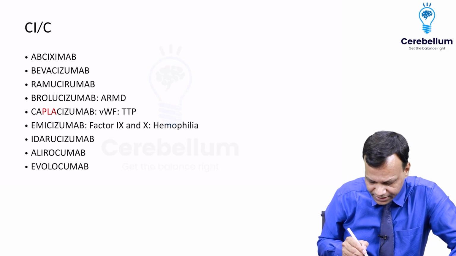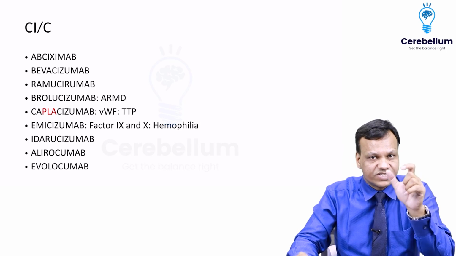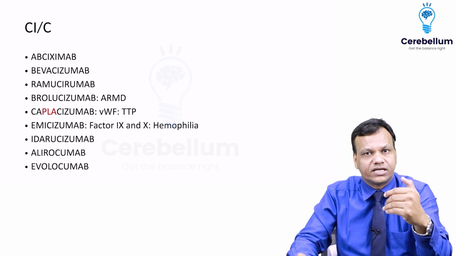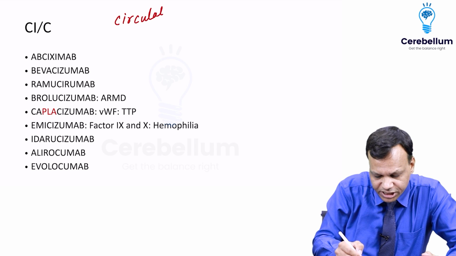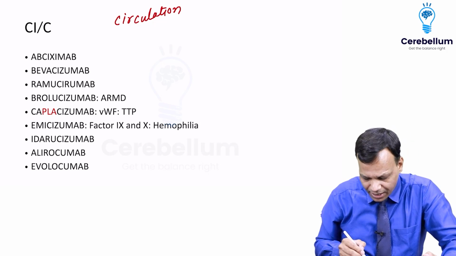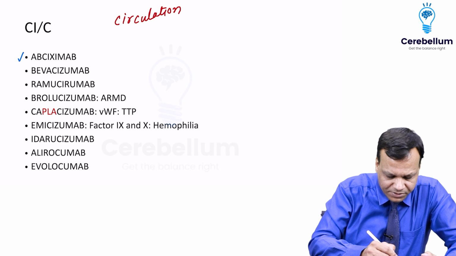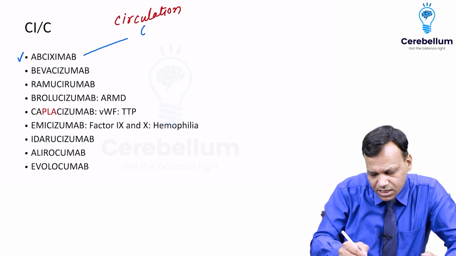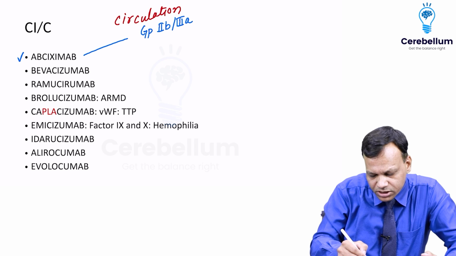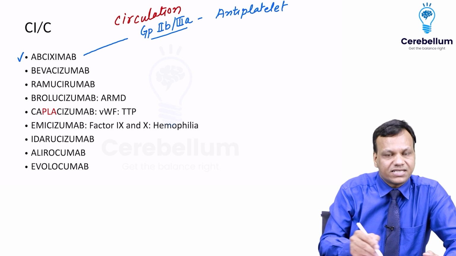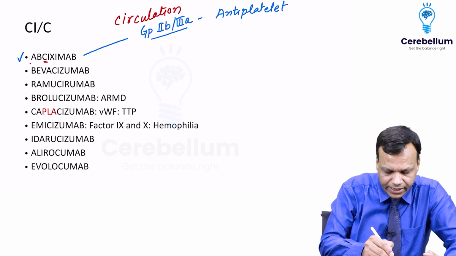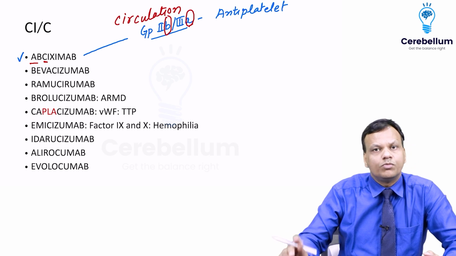Then coming to CI, CI means circulation. So if CI is present, it is in circulation. They will work in the blood, in circulation. Abciximab is the drug you need to remember. Abciximab is a monoclonal antibody against glycoprotein 2B/3A. This we discussed in hematology. Yes, it is used as an antiplatelet drug. The name you can remember, abciximab: CI means circulation, and it contains A and B, so it is working on 2B, 3A.